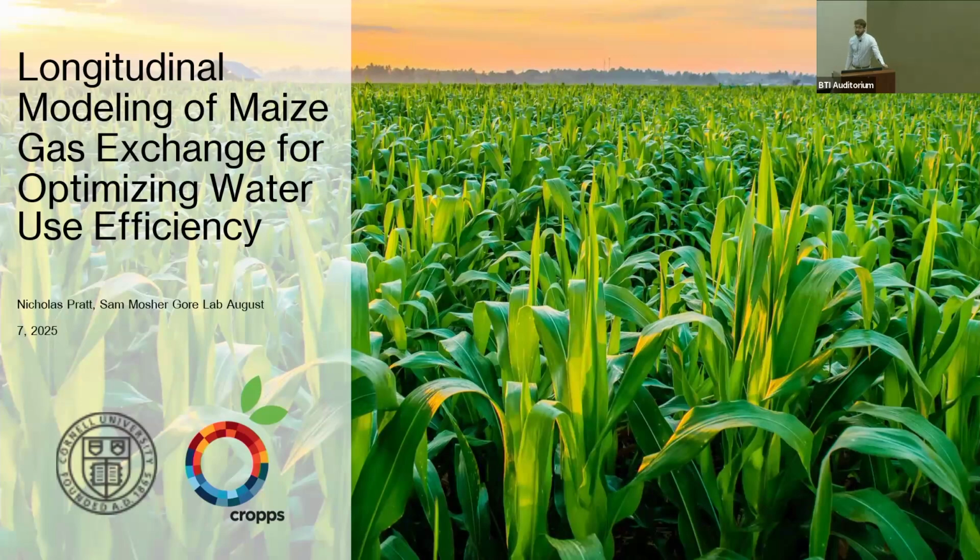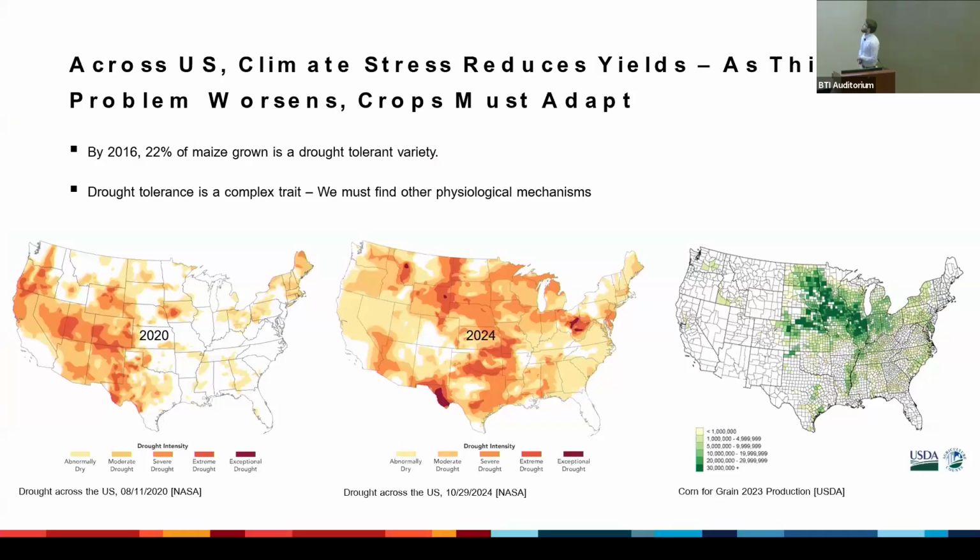I'm going to be talking about work I did over the summer doing longitudinal modeling of maize gas exchange. All across the United States, there is an increasing issue with drought tolerance caused by increased climate change. We can see from these graphs that already in the last 5 years, there's drastically increased pressures. A lot of this is concentrated in areas such as the Corn Belt, where lots of corn is being grown. So this leads to lots of yield loss for farmers.